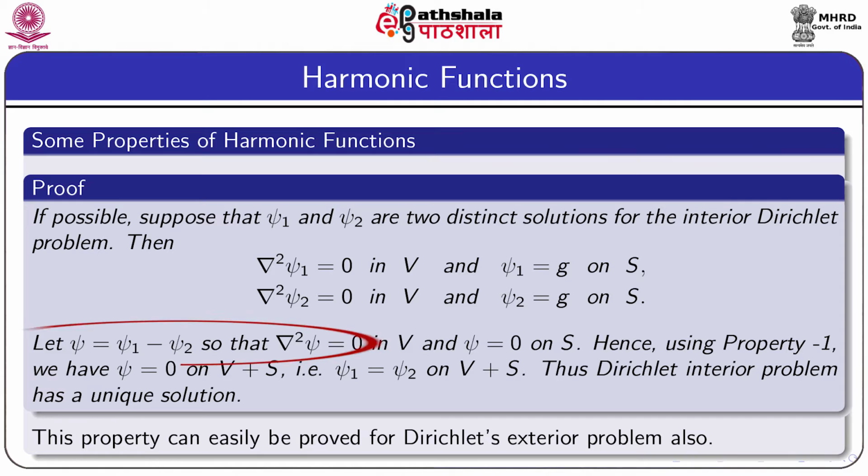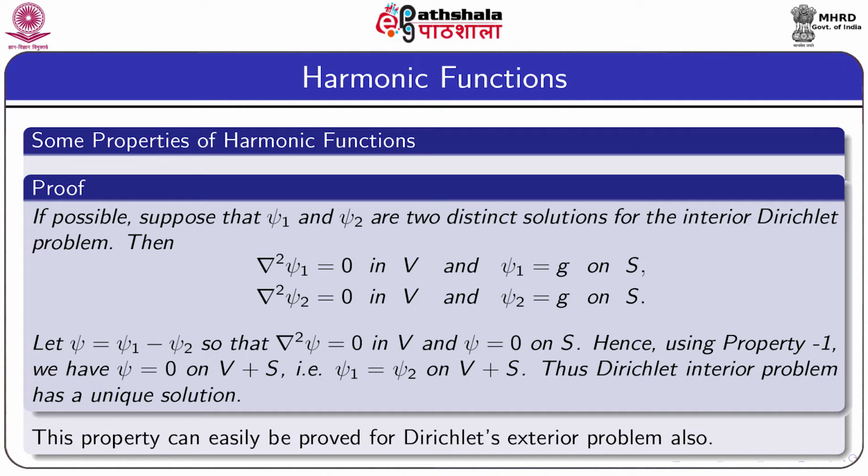Let psi be equal to psi 1 minus psi 2. So, grad square psi is equal to grad square psi 1 minus grad square psi 2. So, its value equals 0 in V, and this psi will satisfy the boundary condition psi on S equals psi 1 on S minus psi 2 on S. So, that equals g minus g, that means equals 0 on S.